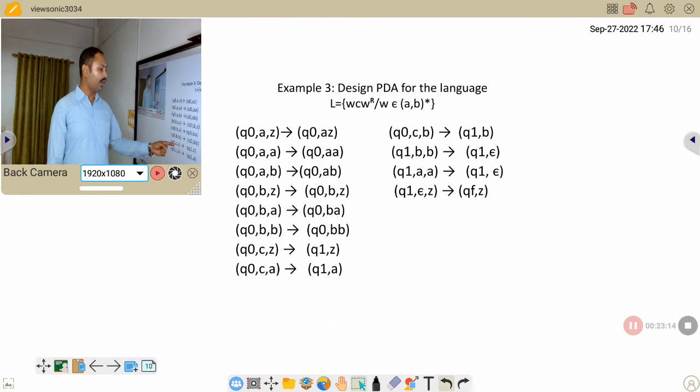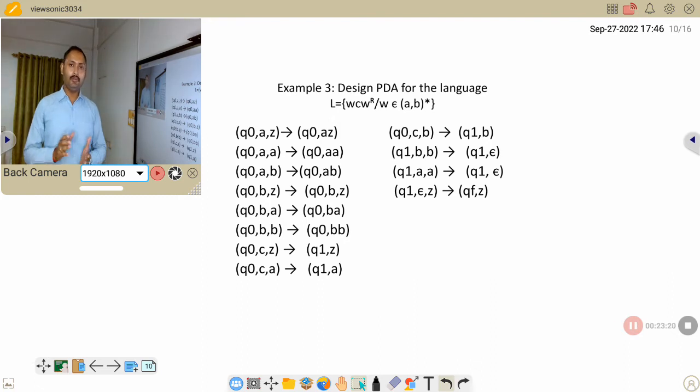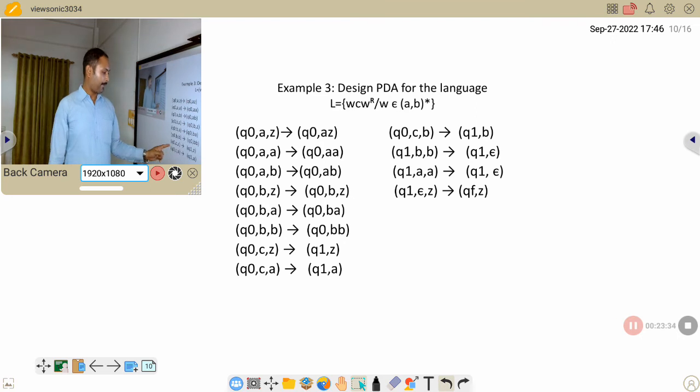Now C will come into the picture. What is the meaning of C? C is the endpoint of my input string. Now we have to reverse our string. So C is one type of notation by which we can identify the endpoint of my input string. So here our input symbol is C.